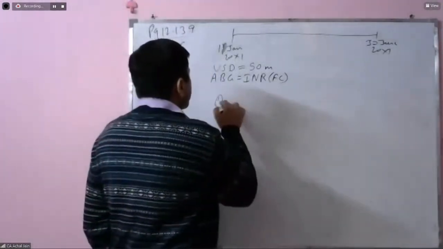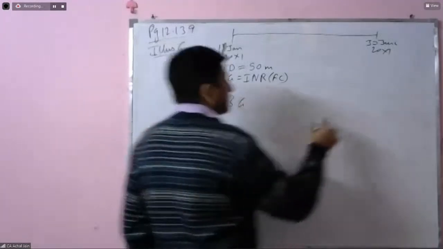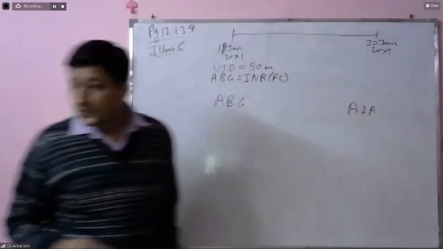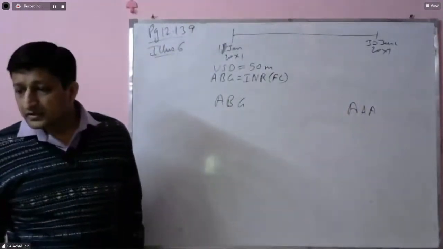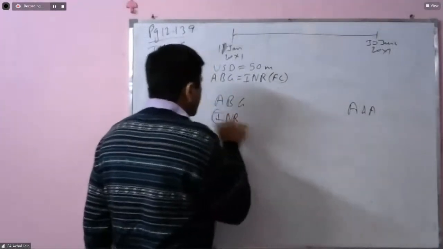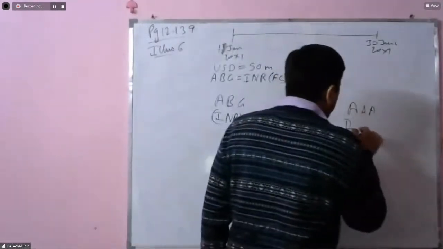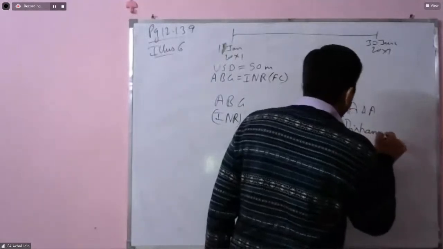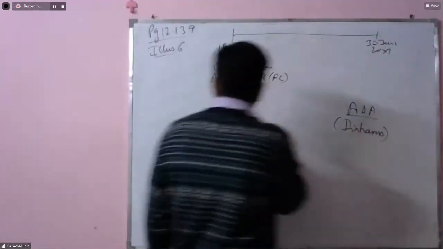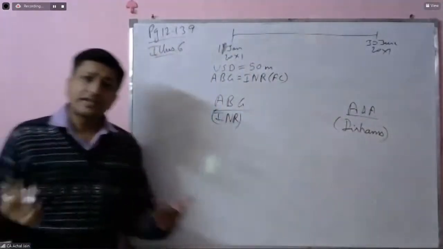Now, there are two parties involved, ABG and A&A. These are the two parties, correct? ABG has its functional currency as INR, and this one has its functional currency as dirhams. Now, this is very interesting, so I need your attention on this. This is not complex, but interesting.